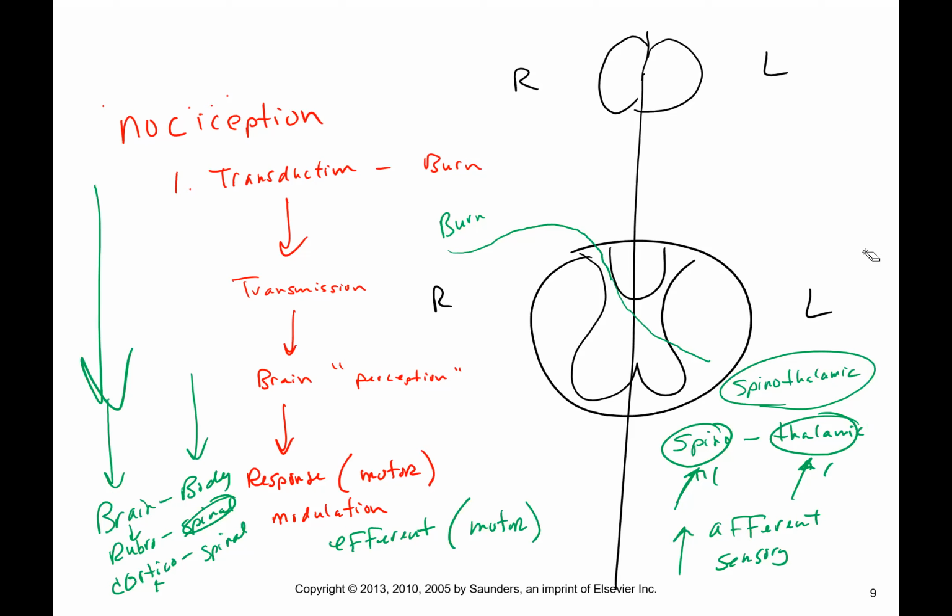Okay, so one of the pain pathways is the spinothalamic tract. It crosses over or decussates at the level of the spine, hits your anterior lateral system, and then it goes up to the thalamus, to the appropriate part of the brain, letting you know that area is hurt. So that's part of the transmission process.